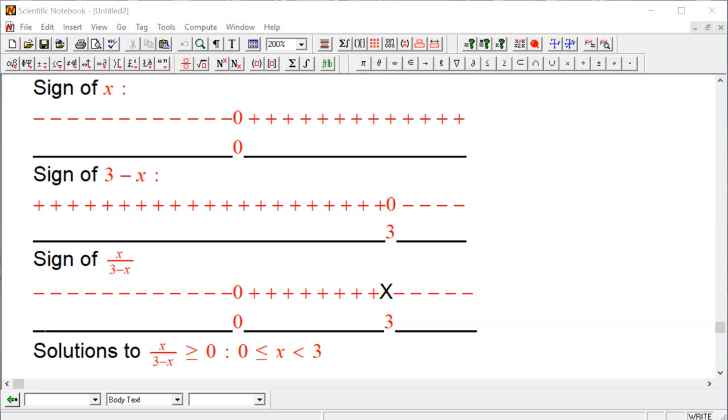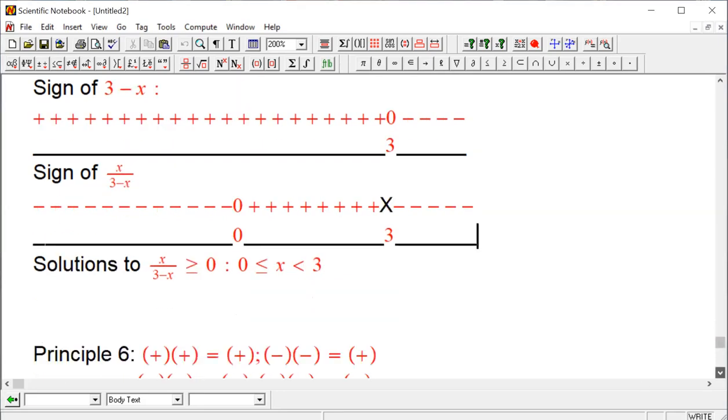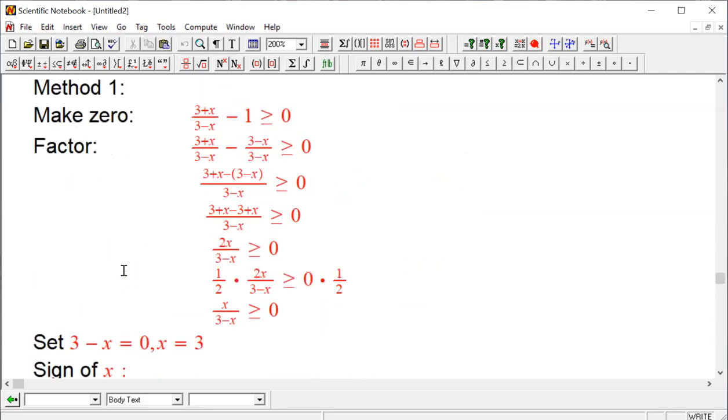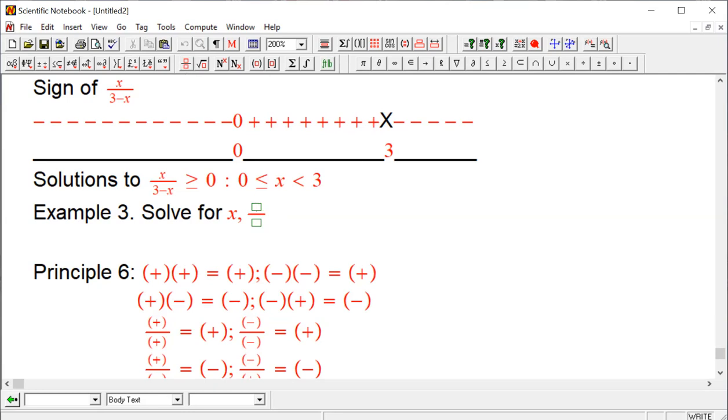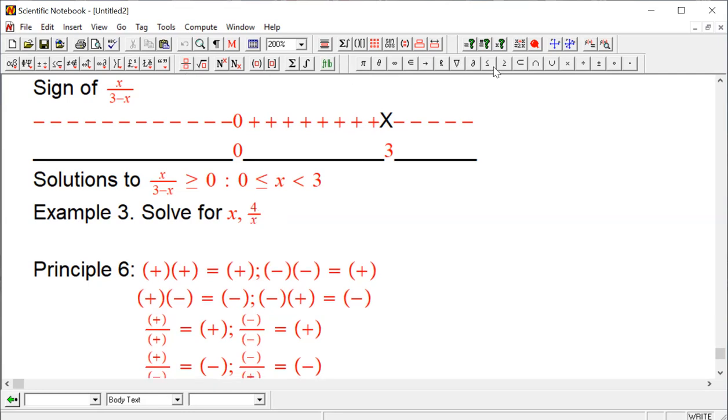One more example. This example is going to be example number 3. It is, of course, solve for x. And the inequality goes like this: 4 over x is less than or equal to x.